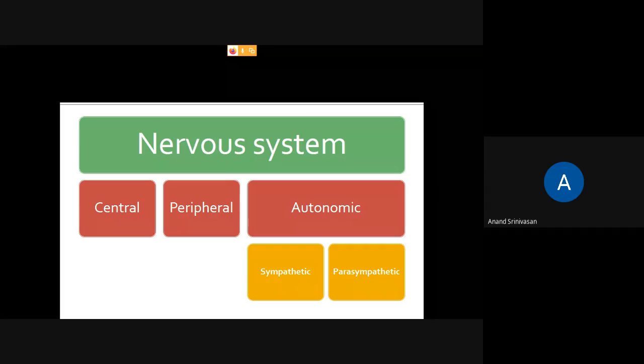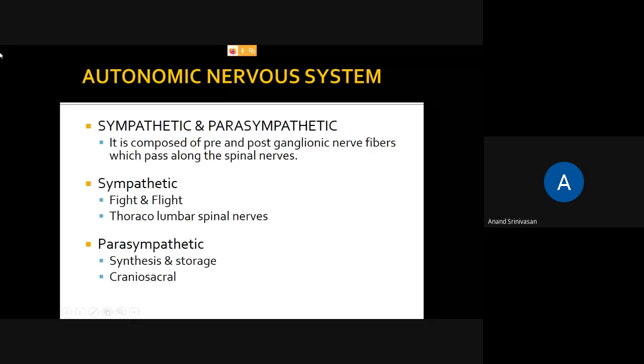Lastly, the autonomic nervous system. As the name indicates, it is auto, that is, not under our control. Autonomy, automatic. What are the two groups of nerves present in the autonomic nervous system? The sympathetic nervous system and the parasympathetic nervous system.